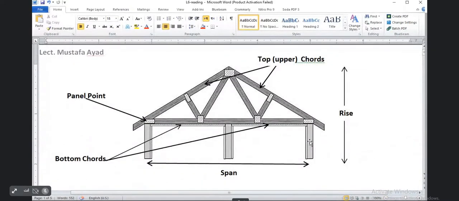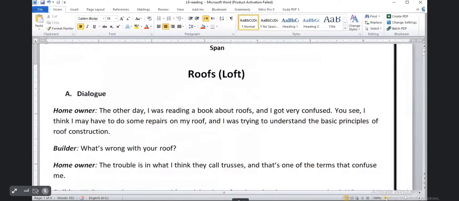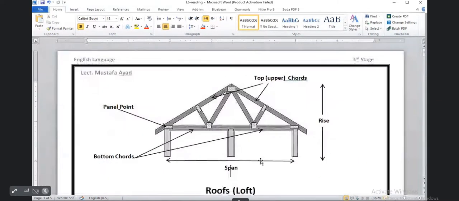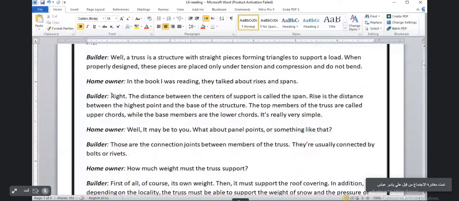Okay, so please, students, I would like you to be careful with these parts. Maybe in the exam I will give you a picture and ask you about these parts. Which part is this? Okay, students, so please be careful with this. Now according to the conversation, or according to what the builder says, we have the rise and the span, the top chords or upper chords, and lower chords or bottom chords. These are the four parts we have learned so far.